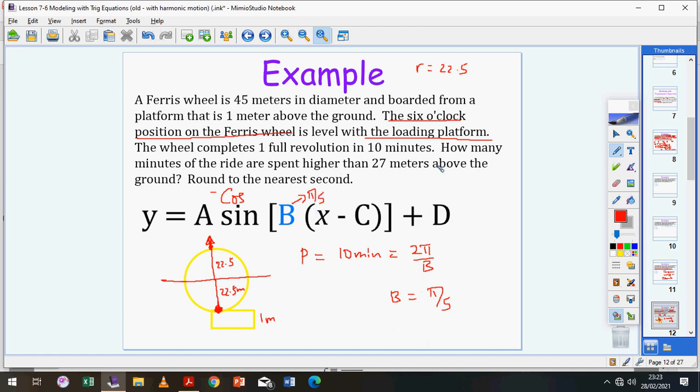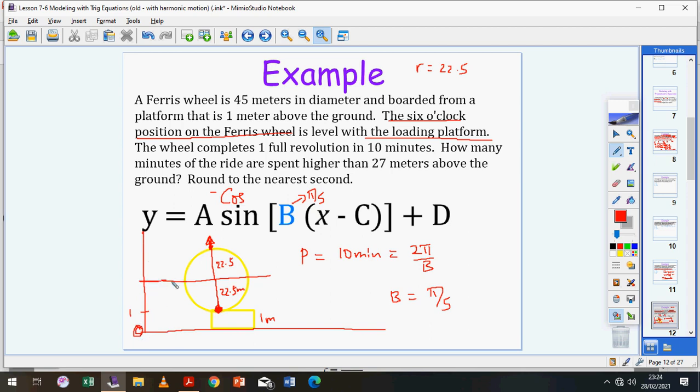How many minutes of the ride are spent higher than 27 meters above the ground? Let's see if I can find other information like amplitude, like B or C. So since this is where it starts, the ground level is here, and that will be the level 0, the ground level, right? Going upwards, I have 1. That is where the boarding platform starts from. Then I have this position.